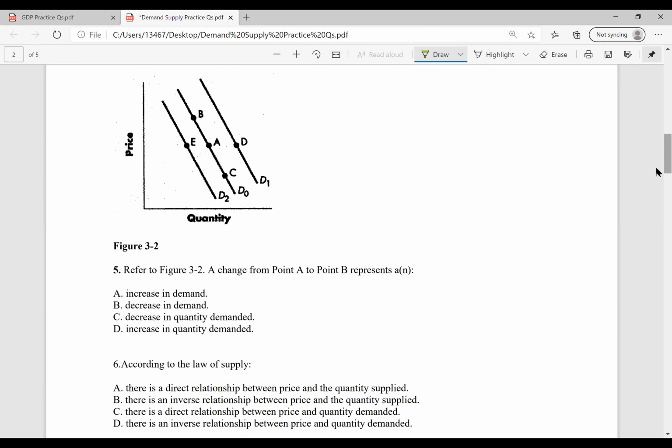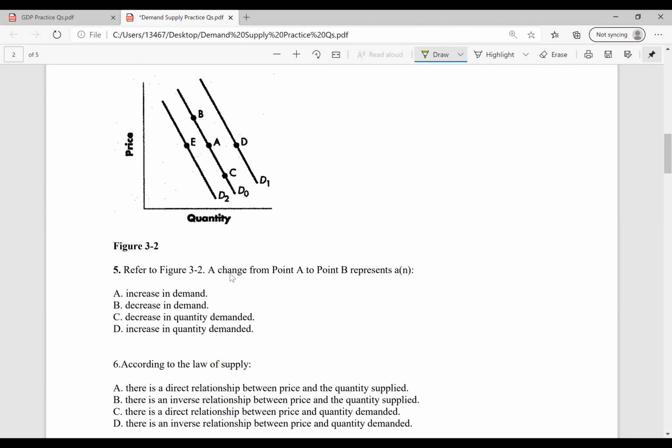Okay. Now take a look at question number 5. If I'm too fast, just slow me. And if I'm too slow, just tell me to go faster.